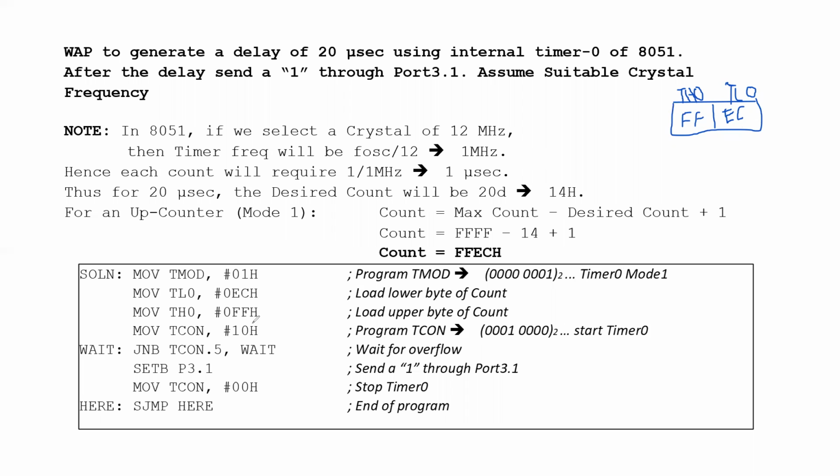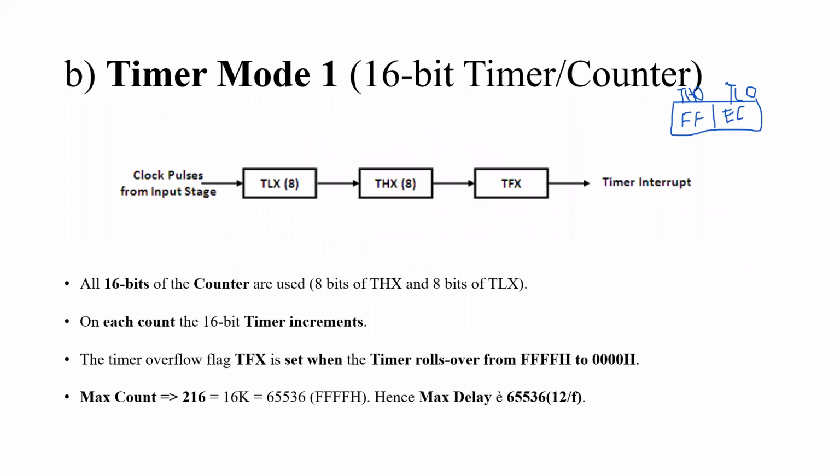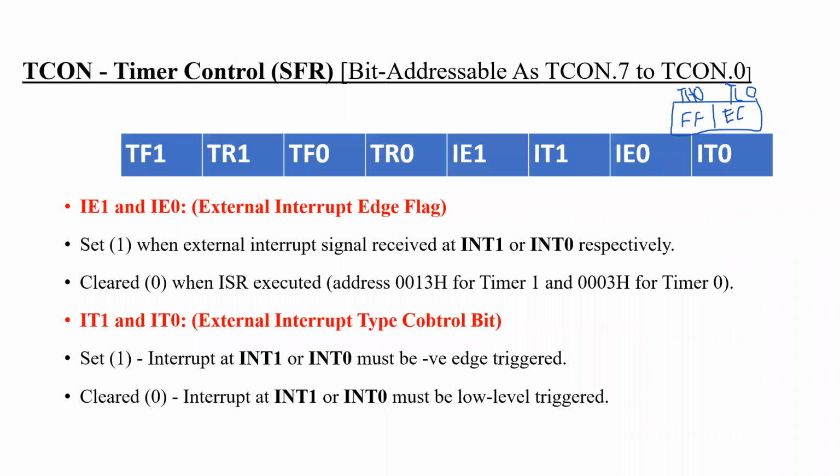You need to start the timer. The TCON register we also discussed earlier. Let me show the TCON register. So this is the TCON register. The lower 4 bits of the TCON register are for interrupts and the higher 4 bits are for timers. For timers, we have TF1 and TR1 for timer 1, and TF0 and TR0 for timer 0. This is the timer overflow bit and this is the timer run bit.